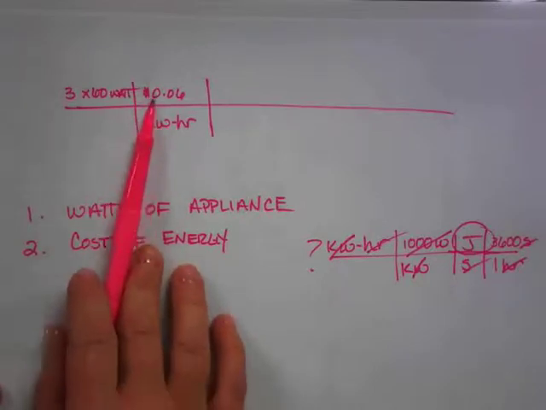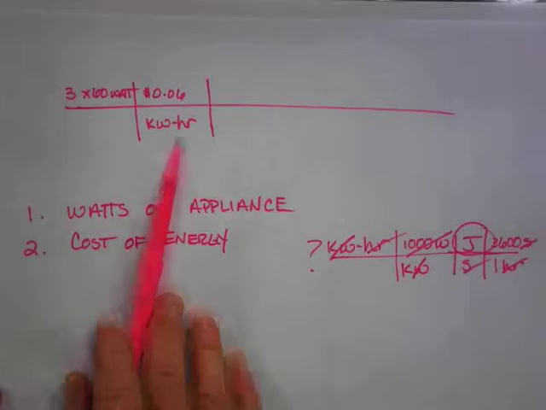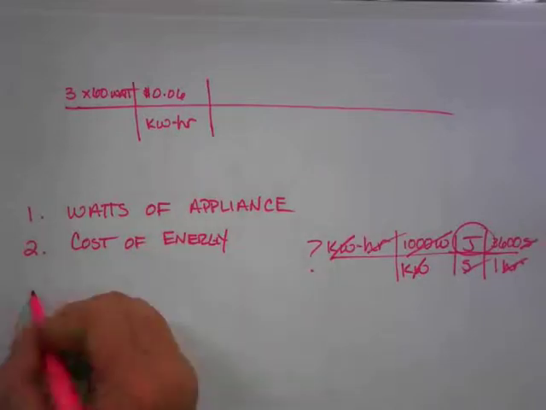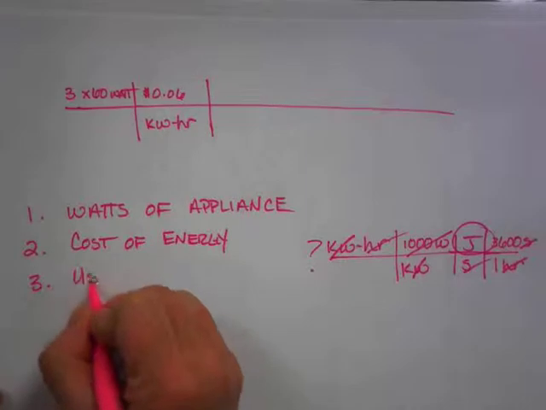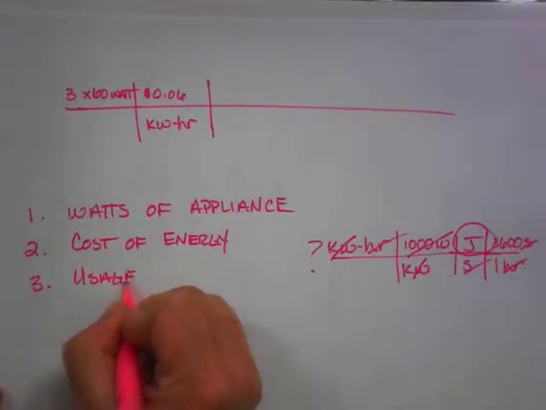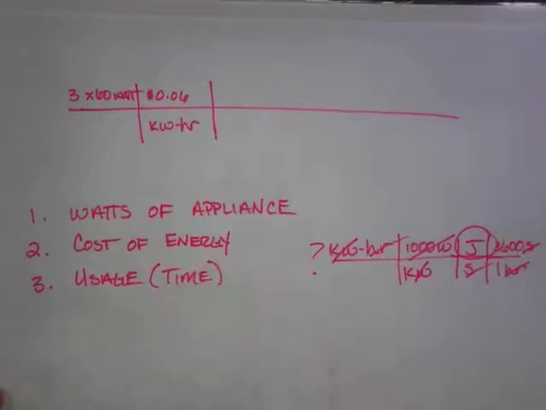So what are these units? Cost for what? Yeah, cost for, you could convert it to cost per joule. All right. The third thing that you need to know is the usage. And this is where it got a little bit tricky. So, in other words, time.